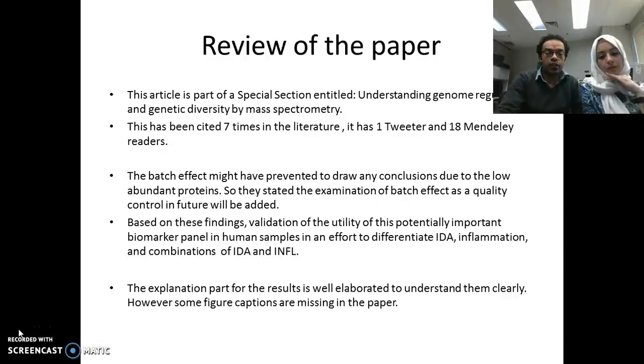The explanation for the result is well elaborated to understand clearly. However, some figure captions are missing in this paper.